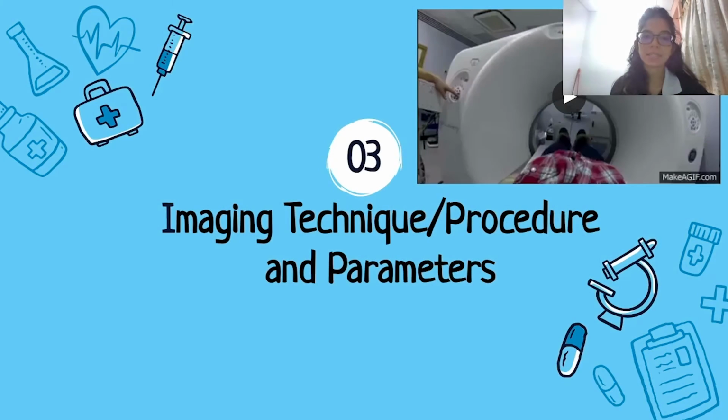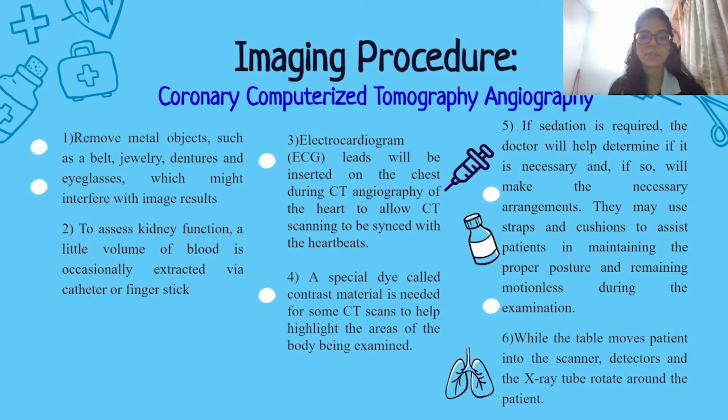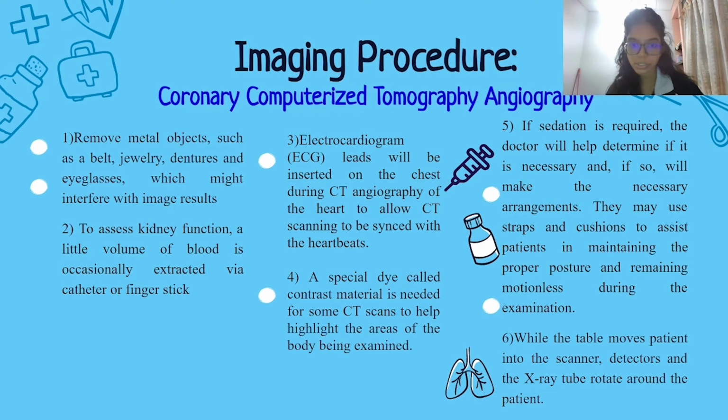Today I'll be explaining the imaging procedure and the parameters. First of all, the patient will be requested to remove metal objects which might interfere with the imaging results. Next, to assess kidney function, a small volume of blood is occasionally extracted through a catheter or finger stick. Next, the contrast medium is injected at a set rate by an automated injection pump, followed by the electrocardiogram ECG leads, which are adhesive patches placed on the chest during the CT angiography of the heart to allow CT scanning to be synced with the heartbeats.